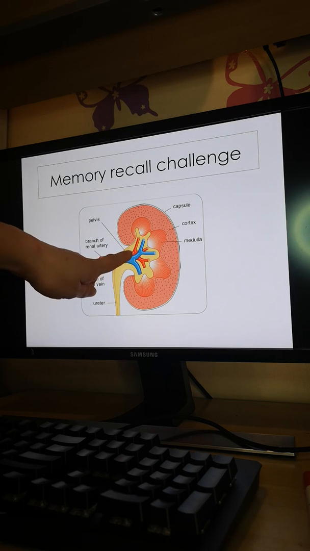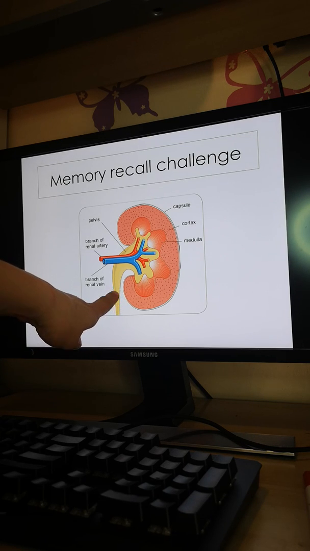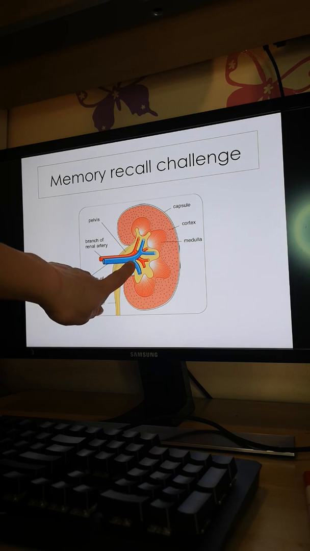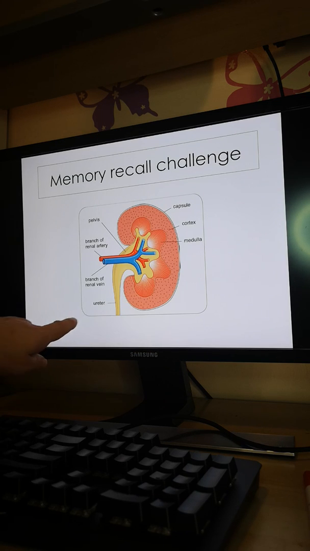Then we've got the pelvis, which connects the kidney up to the ureter. Ureter. I've done that wrong, haven't I? Ureter. So the urethra, of course, goes from your bladder. This is the collecting tube, if you like, from the kidneys that transports urine to the bladder. So ureter.